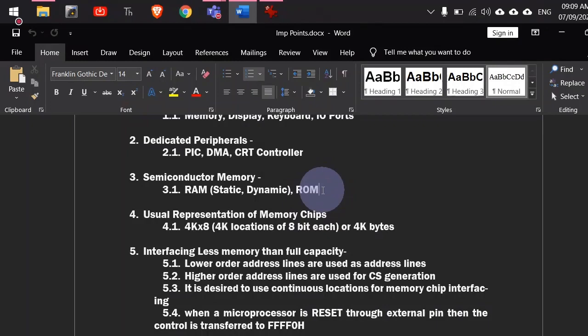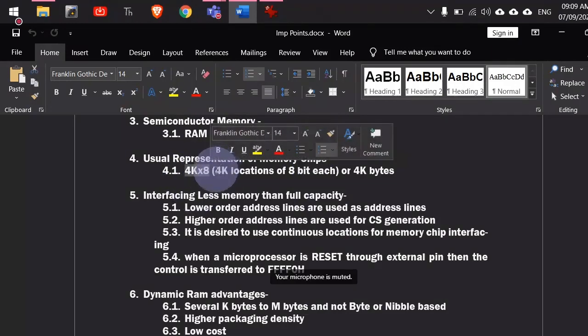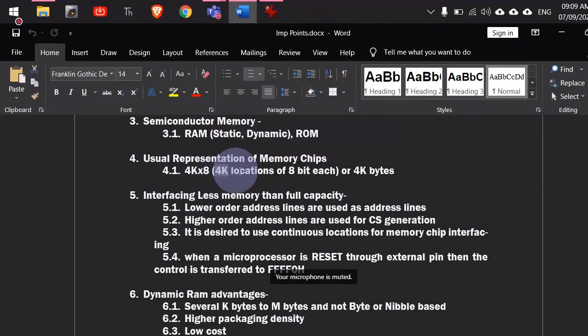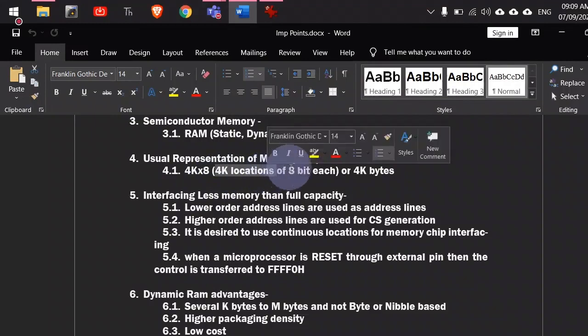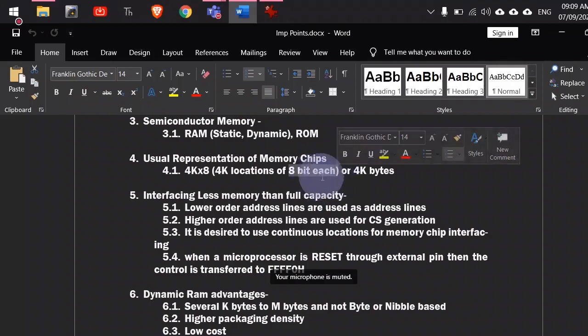The sizes of memory chips are written in this way: 4K cross 8. What does 4K cross 8 mean? It means that it has 4K locations of 8 bits each. So every location is 8 bits or 1 byte, and 4K such locations are present.